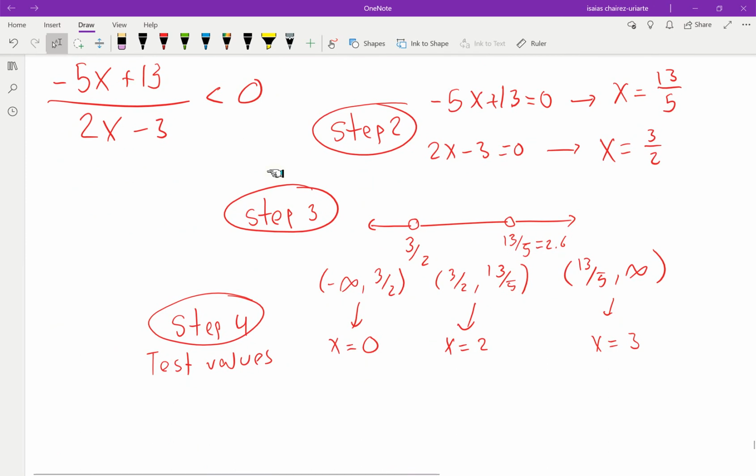Okay, so if I plug in 0 into this inequality right here, 5 times 0 is gone and 2 times 0 is gone, so I end up with 13 over negative 3. So if my x is equal to 0, I end up with 13 over negative 3, and that's negative. So that satisfies my inequality.